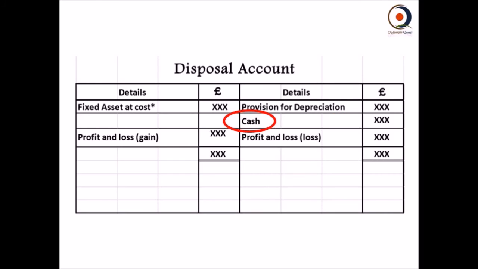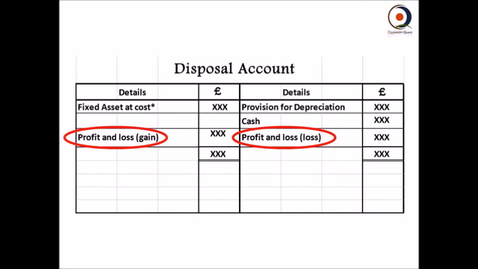Cash simply stands for the selling price of the disposed asset. Suppose we sold a fixed asset or a machinery for 20,000 cash, so that will be recorded as 20,000 cash on the credit side of disposal account. If it was paid by check, it would have been recorded as bank on the credit side of disposal account.